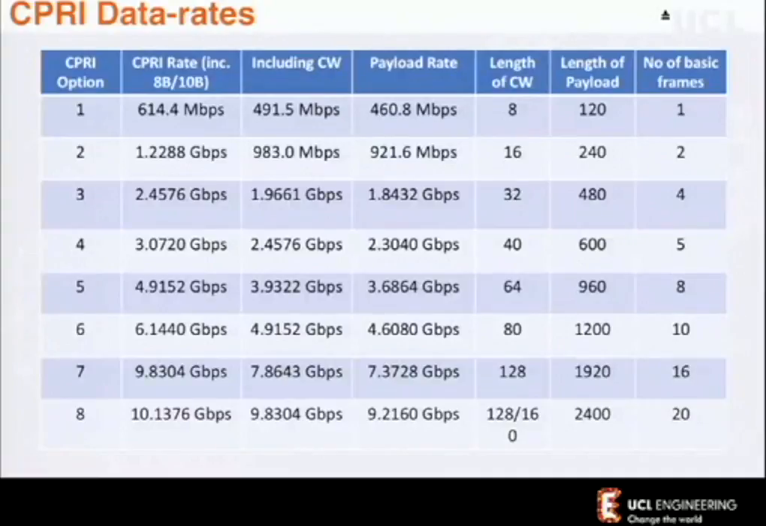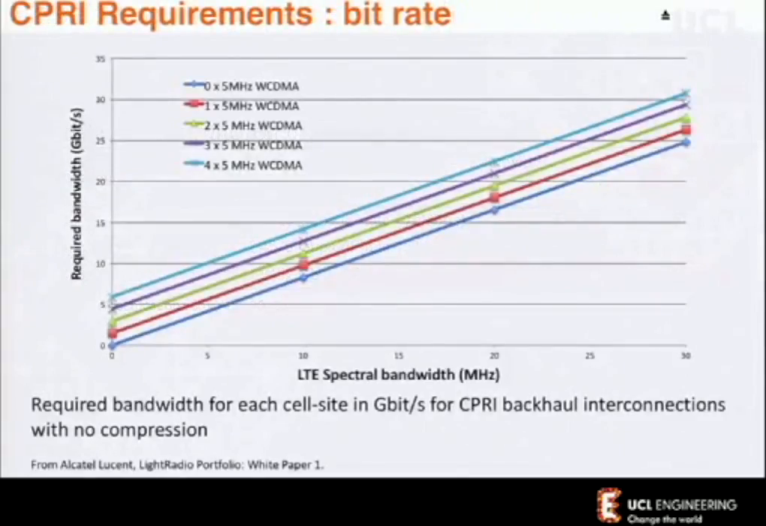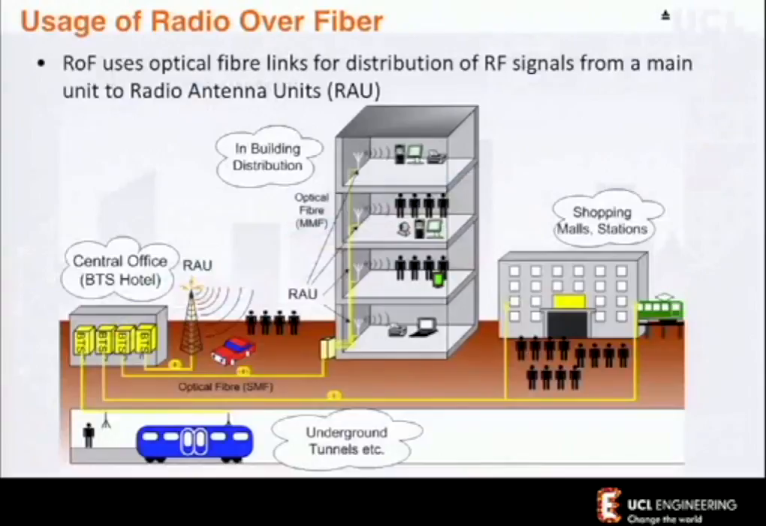And so, CPRI specifies up to 10 gigabits, and you can quite easily work out how to use that 10 gigabits very quickly. 20 megahertz and an 8x8 MIMO will use that 10 gigabit interface up without any trouble whatsoever, before you add sectors on. So digital has its issues. I have lots of slides on this, but I won't labour the point too much more.